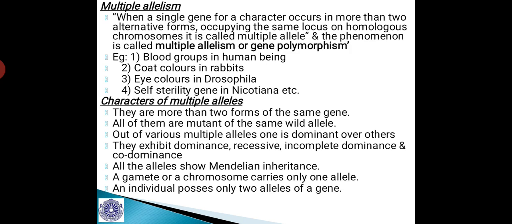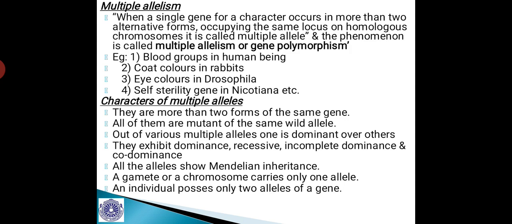When a single gene for a character occurs in more than two alternative forms occupying the same locus on homologous chromosomes, it is called multiple allele, and the phenomenon is called multiple allelism, which is also known as gene polymorphism. The examples are as follows: blood groups in human beings, coat color in rabbits, eye color in Drosophila, self-sterility gene in Nicotiana, etc.